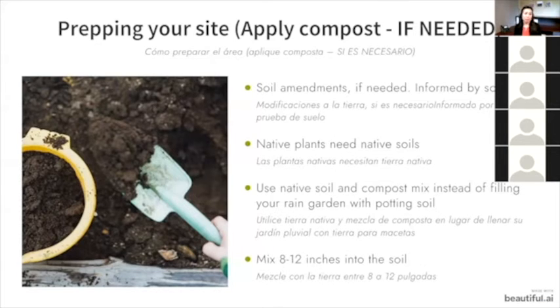And native plants need native soils. You can do a soils test through CSU, or there are some other strategies for finding what kind of soil you may have. If you are doing some soil amendments, best practice is to mix 8 to 12 inches of the amendment into the soil.